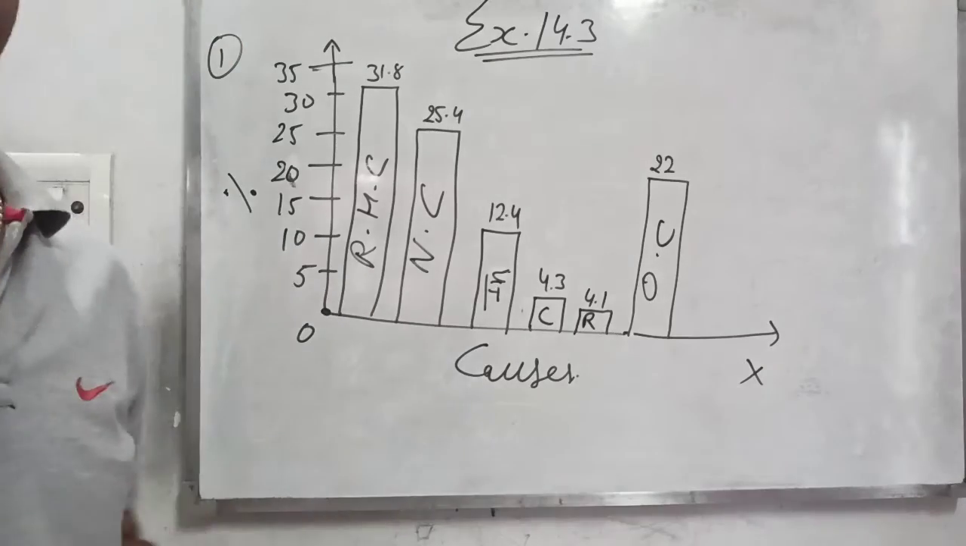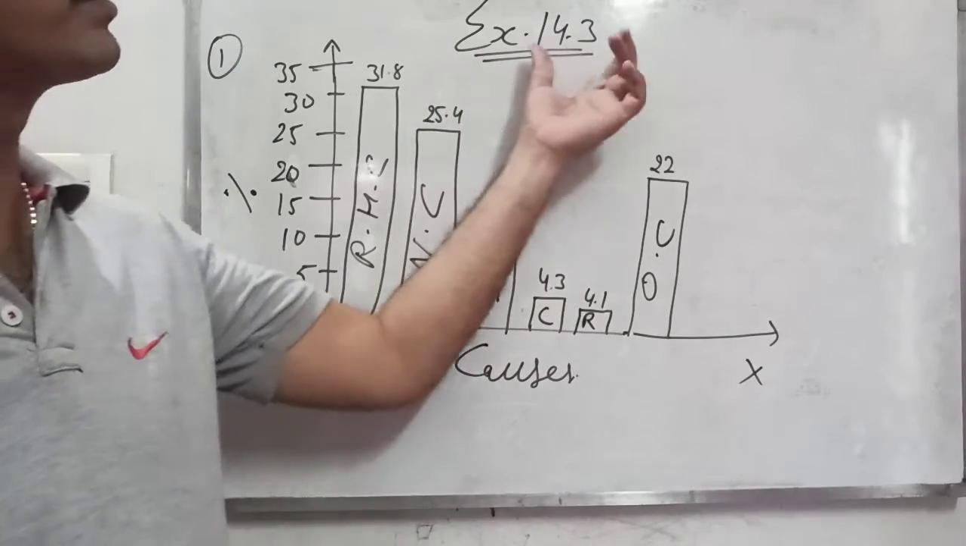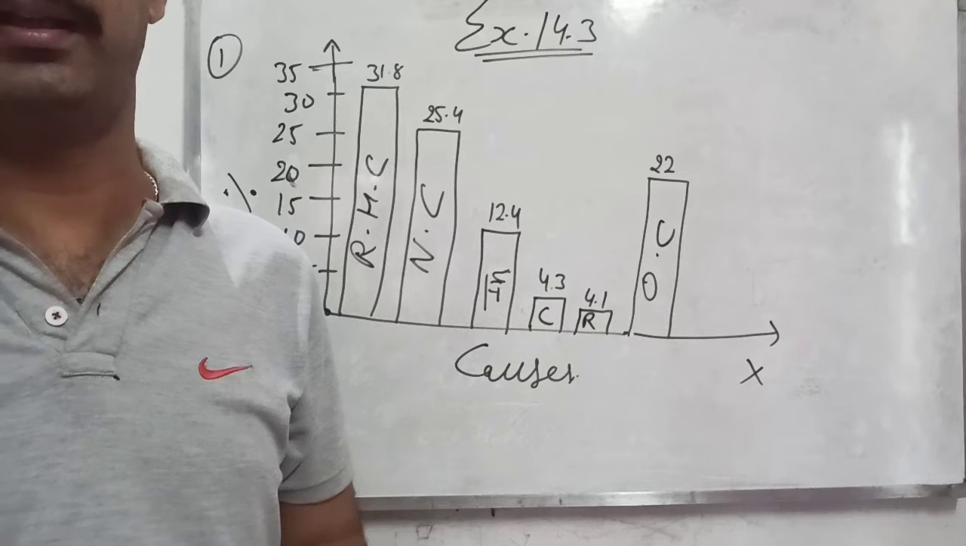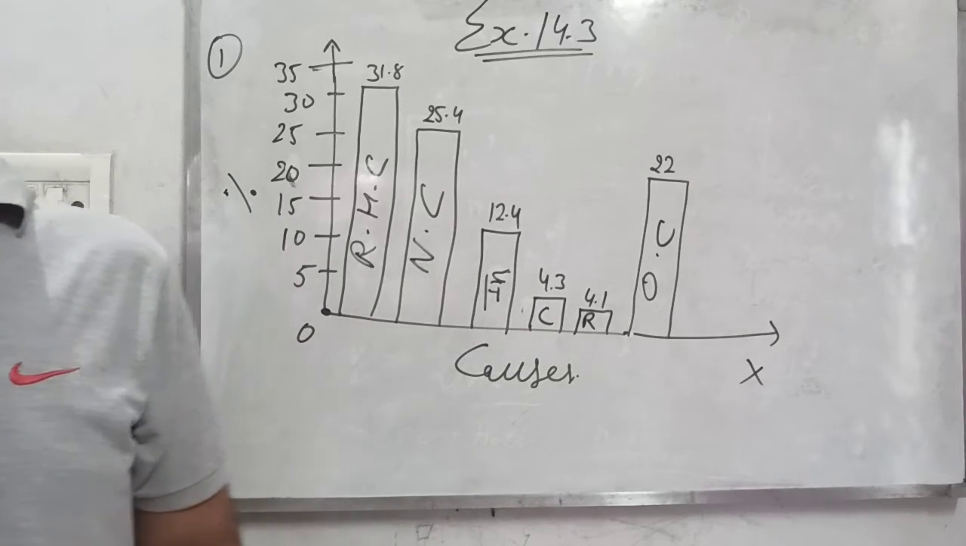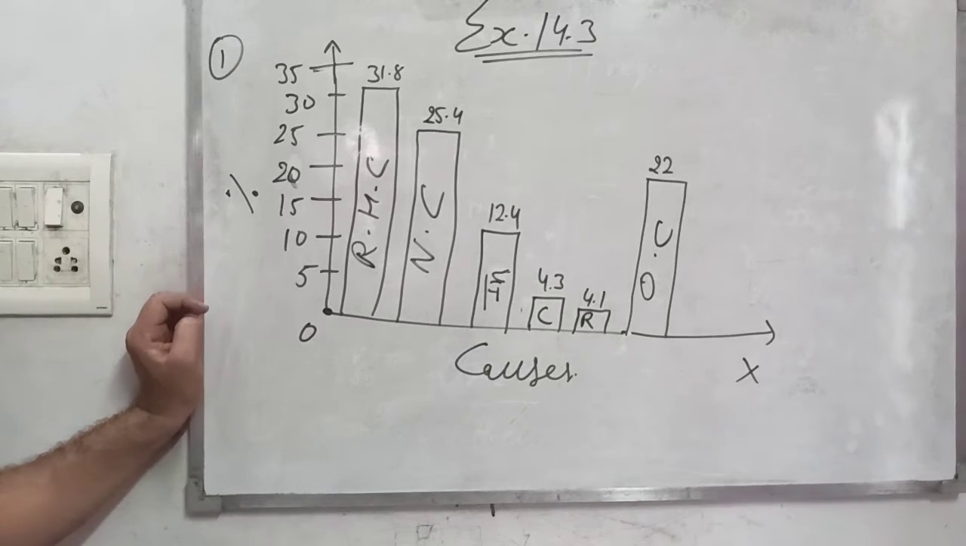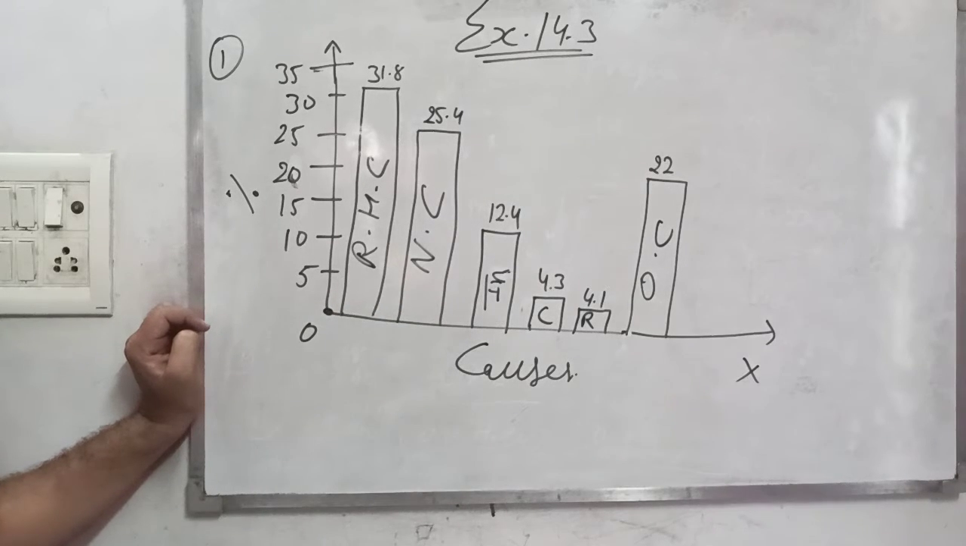Hello students, now we start the next exercise, that is 14.3. In the first question we have to make the bar graph from the given data. This is a survey of females aged 15 to 44 years, and we find some cases. In such cases we represent them on a bar graph, right?